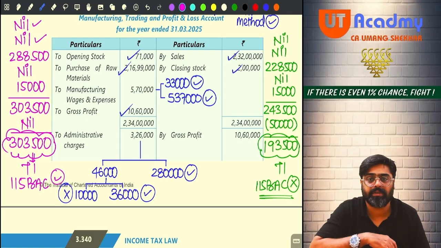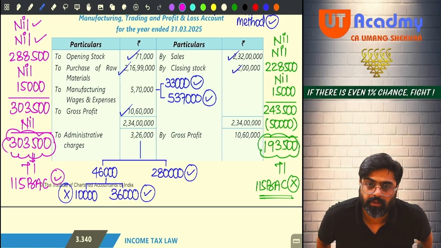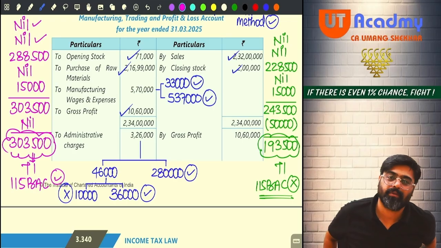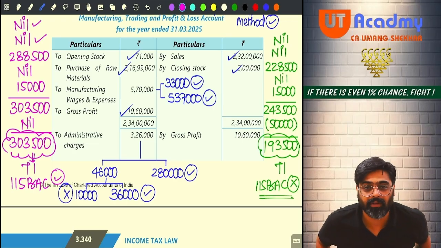Everyone understood this question and the solution? See, these type of questions will come in the exam. Trust me on this. The same question can come in the exam for 15 marks. Additionally, they will tell you to calculate the tax liability also. And tax liability calculation, you all know. You know how to calculate the tax.